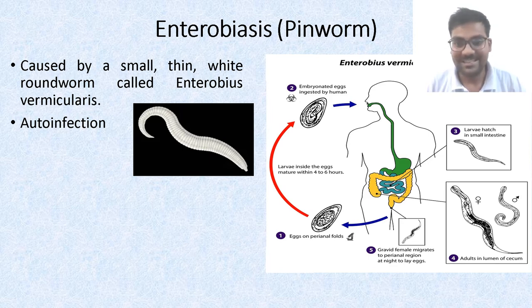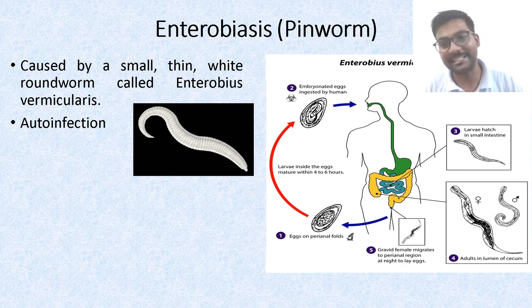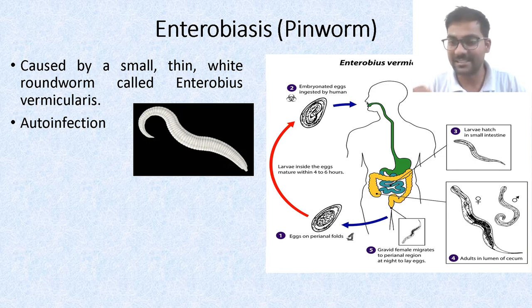Now, what is the behavior of a child? They will eat everything. The eggs in the nails, they will take in the mouth. From the mouth, the eggs will go into the GI tract again. This is known as autoinfection.